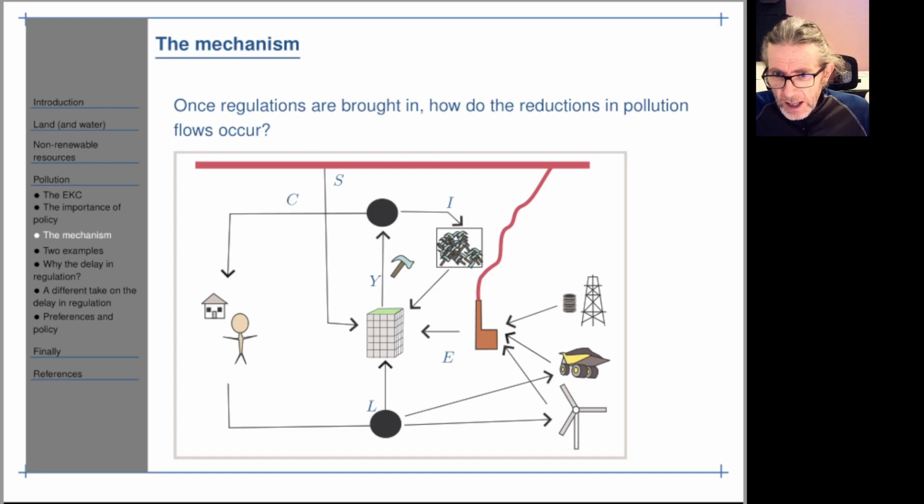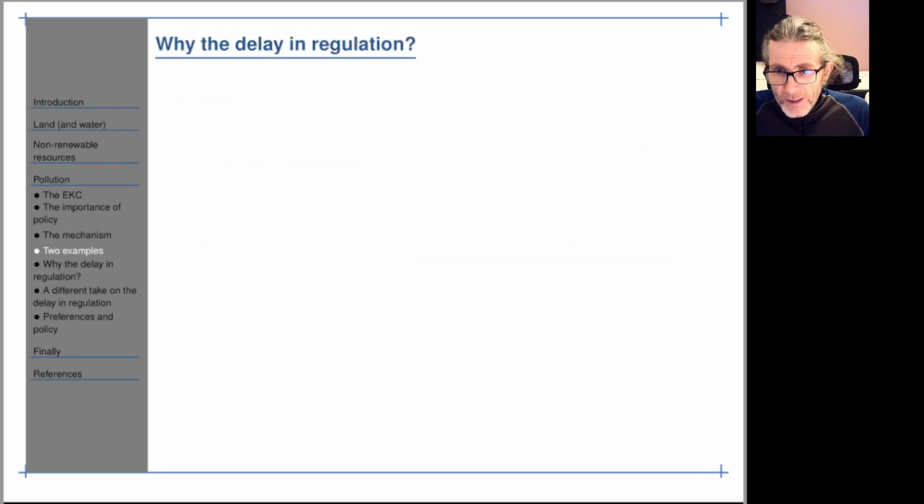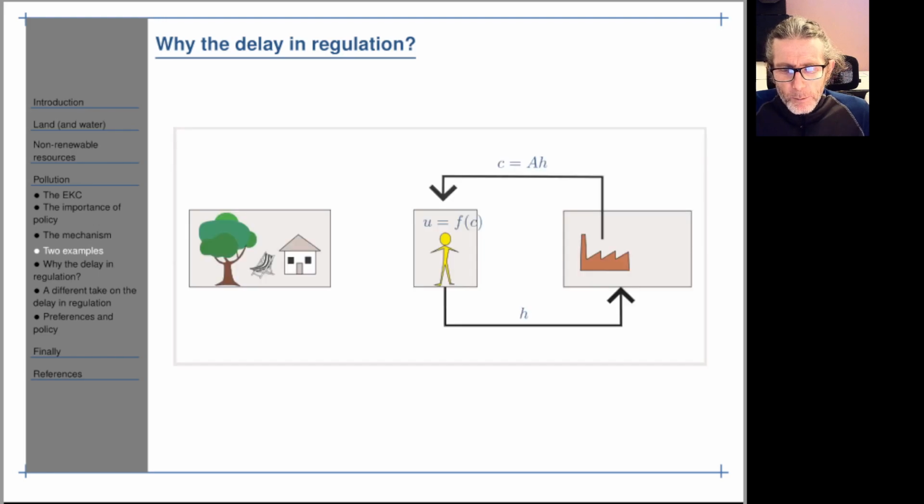But why the delay? Why do we first let pollution go up and then bring it back down again? That's what we're going to look at in this video. Okay. It turns out that there is a perfectly rational explanation. So we're going to start again building up another very simple economy from first principles.